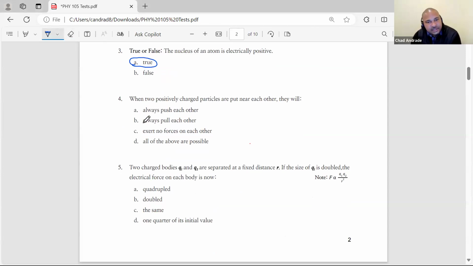Question 4 says, when two positively charged particles are put near to each other, they will: A, always push each other away; B, always pull each other; C, exert no forces on each other; and D, all of the above are possible. So it's not D. Some of these are opposing, contrary. They can't both be true. A, they're always going to push each other away, all right?